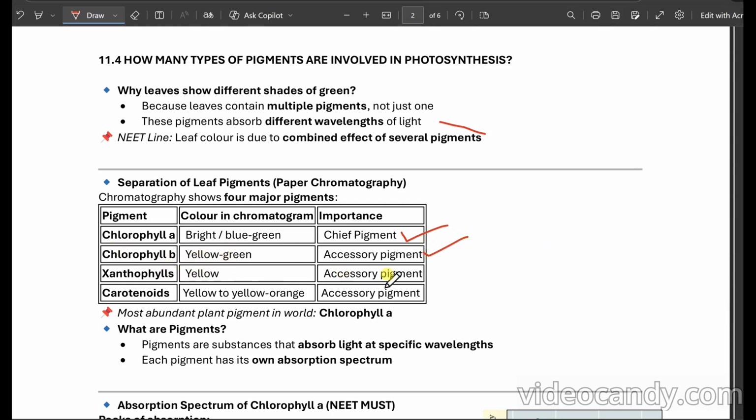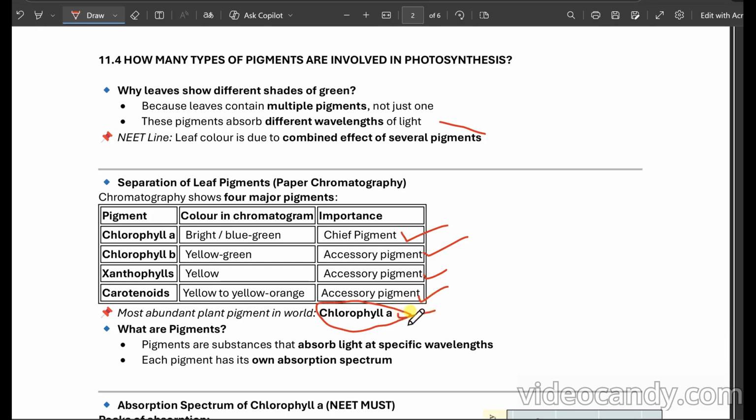Xanthophylls is yellow in color. It's also an accessory pigment. Carotenoids appear yellow to yellow-orange. It's also an accessory pigment. So the important point here is that the most abundant plant pigment in the world is chlorophyll A. The most important pigment for photosynthesis is chlorophyll A.